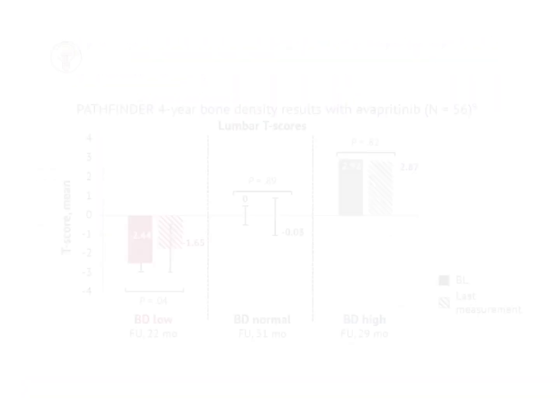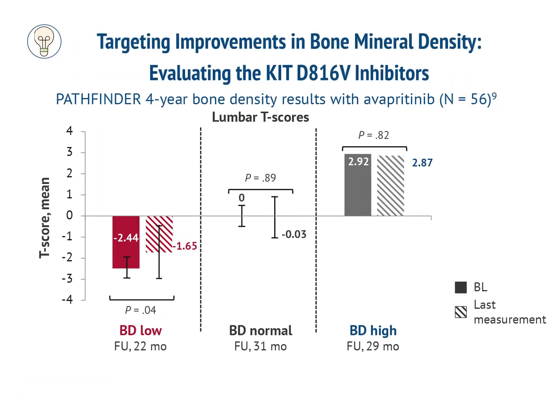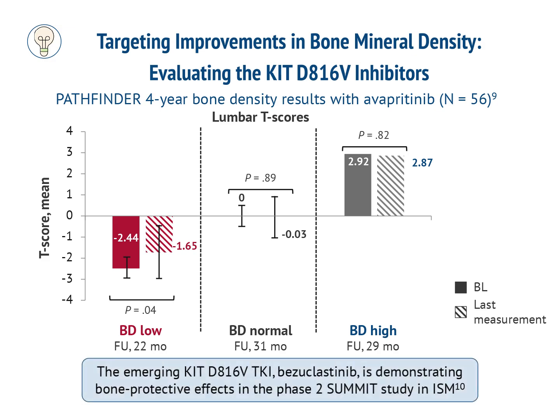Now, also important to say that patients with SM will have low bone density. This is something we would just treat as we would treat normal osteoporosis. Intriguingly, it is emerging that drugs like avapritinib, and we'll come to bezuclastinib later on, can improve bone density. That was seen in both the Pioneer trial in indolent SM and in the Pathfinder study in advanced SM.